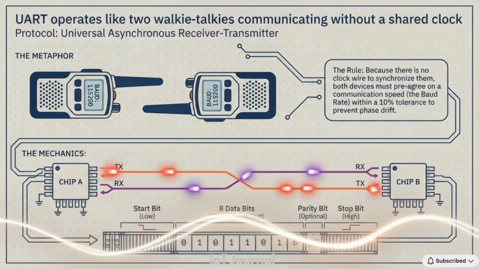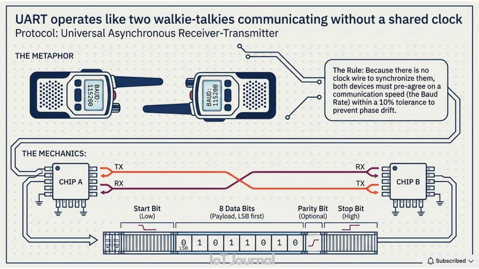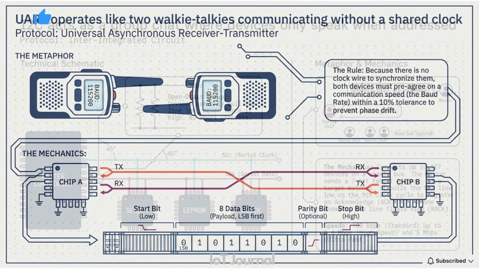The simplest serial protocol is UART. Think of UART as two people talking over walkie-talkies without a shared clock wire to keep them in sync. Because it's asynchronous, both devices must pre-agree on a strict communication speed, the baud rate, to avoid phase drift. Data is transmitted in neat frames: a start bit, 8 payload bits, an optional parity bit for error checking, and a stop bit. Simple, reliable, and essential for point-to-point debugging.